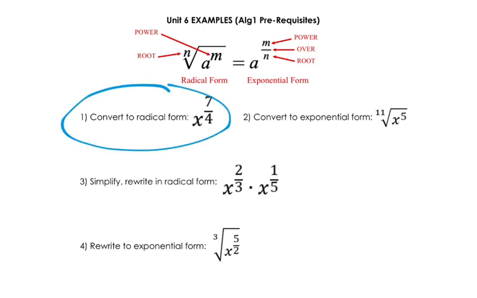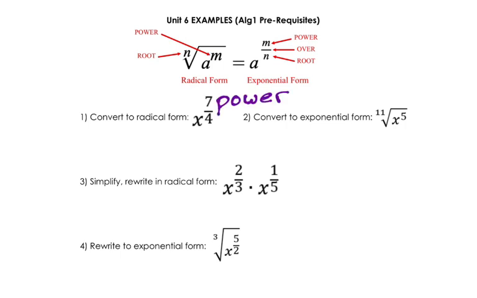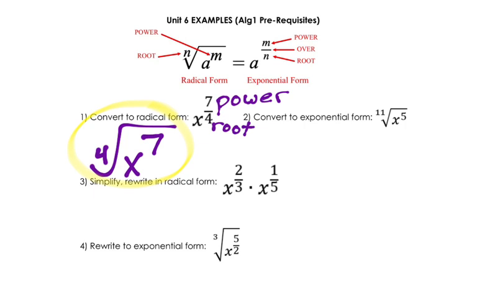Number 1, convert x to the power of 7 over 4 into radical form. So 7 is in the position of the power. It's in the numerator. Look at that diagram and notice m is in the numerator. It is the power, and in this particular example, 7 is the power that we are working with. 4 is in the denominator. That's the root. And because 4 is in the denominator, we know that 4 is going to become the root. So we have the fourth root, and then the power that goes on x is the number 7. So the way you say this answer is the fourth root of x to the 7th power. That's one way of saying it.